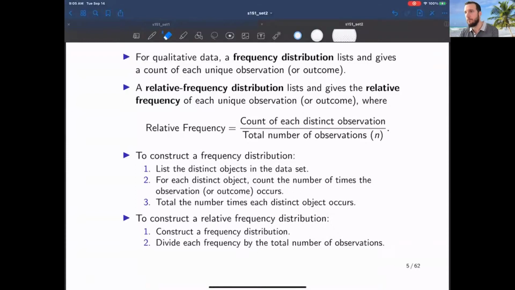I'm going to show you an example of this in a second. The relative frequency distribution is the same as a frequency distribution, but instead of giving a count, it gives the frequency or the probability of occurrence of each of the outcomes. A frequency distribution is quite easy to construct. You just list the number of unique items in the data set, and then you give the count of the number of times that item appears. For the relative frequency, you take the count for each item and divide by the total number of items.